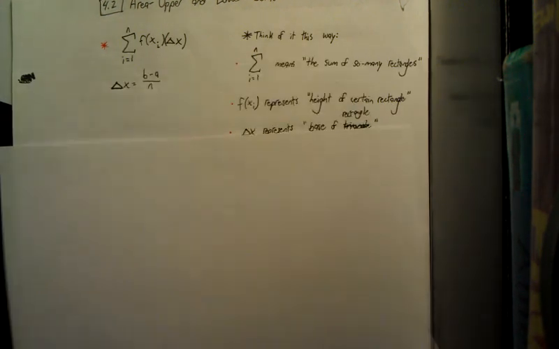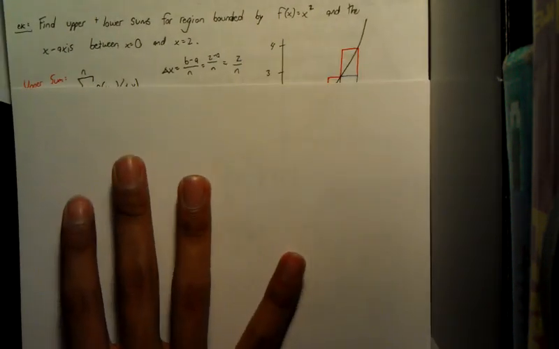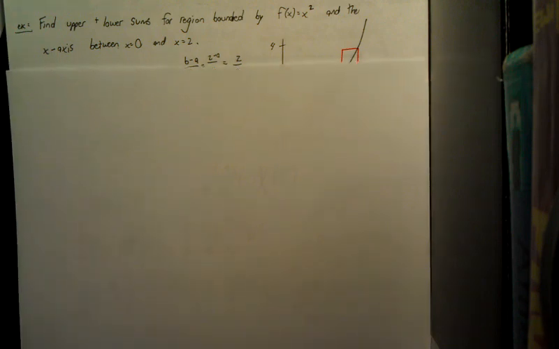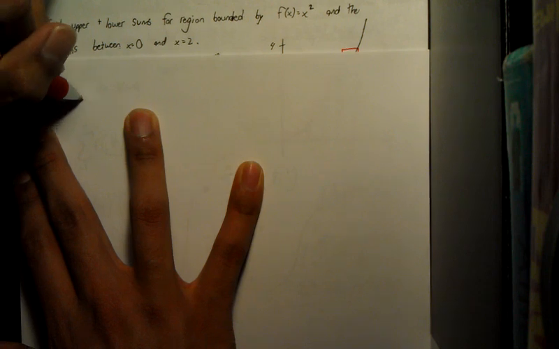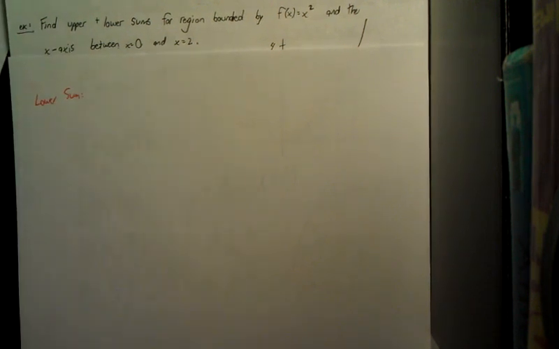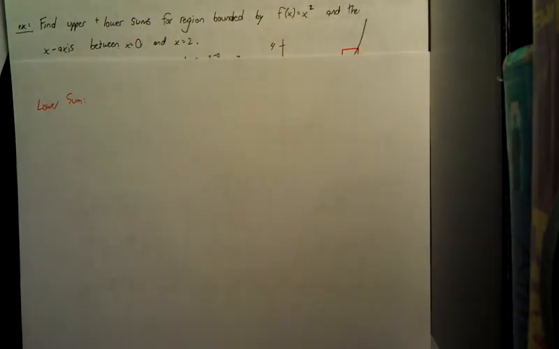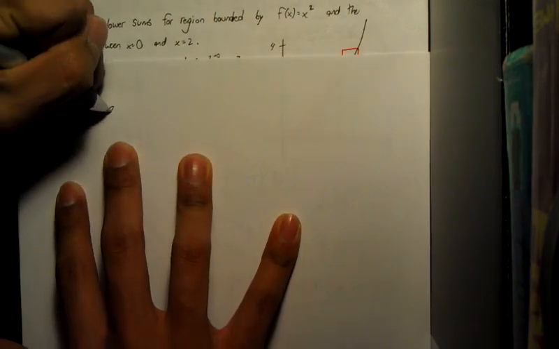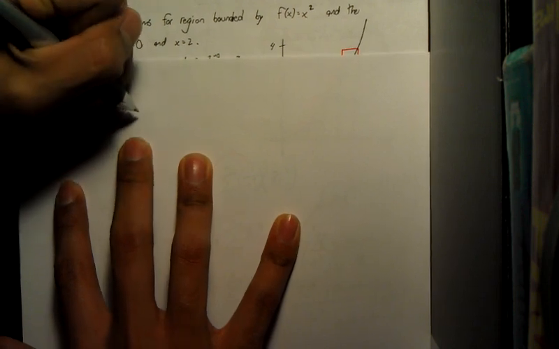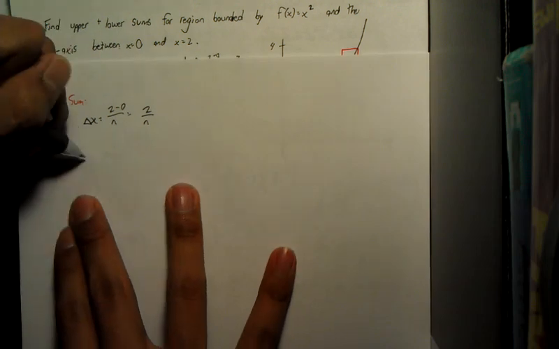So now for the lower sum, it's a little bit more confusing, but it's all the same idea. First thing we're going to do is just solve for our change in x. That's going to be the same, 2 minus 0 over n. So that's just 2 over n.